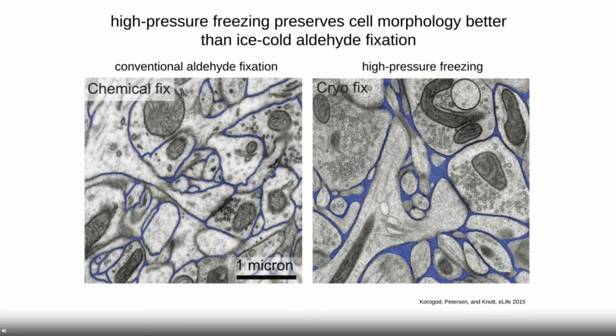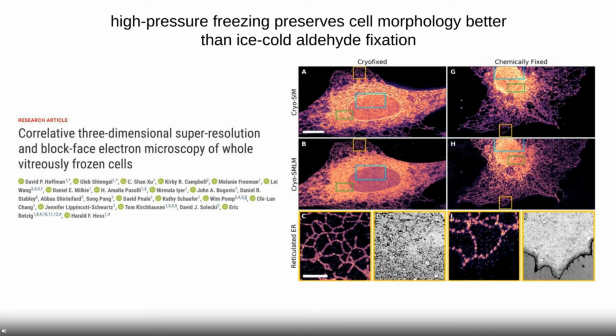Using a high pressure freezing technique, we can also preserve protein localization and the structure of membranes much better. This was recently demonstrated by Harald Hess's group using cryo-fixed versus chemically fixed tissues of the endoplasmic reticulum that they are looking at here. And as you can see, even with fluorescence microscopy, you can tell that chemical fixation is totally changing the morphology of all these organelles that you want to look at.